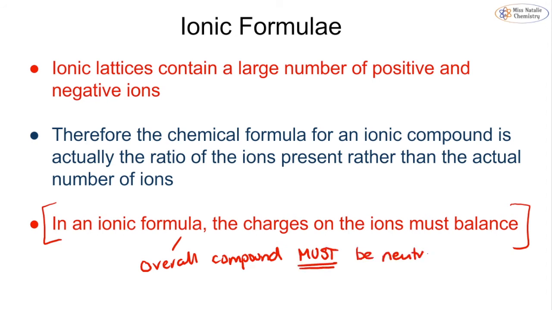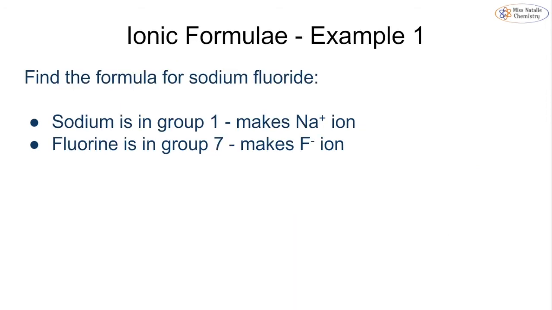So you have to have a balance of your positive and negative ions when you're writing out these formulas. Let's look at some examples of how we figure out an ionic formula. First of all, we want to look at sodium fluoride. Sodium is in group 1, so it's going to make that 1 positive ion, Na+, and fluorine is in group 7, so it is going to make the 1 negative fluoride ion.